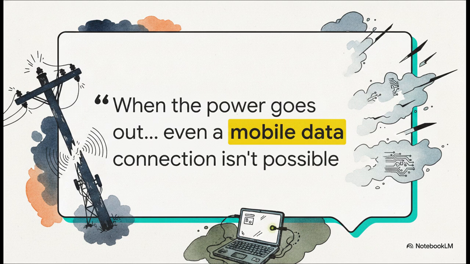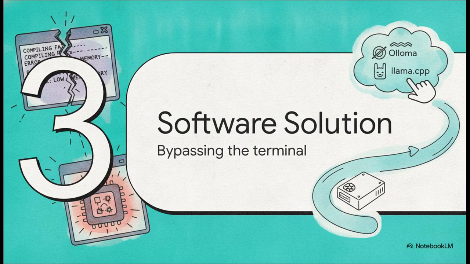Well, because when the power goes out long enough to drop the cell towers, your mobile data connection completely vanishes. And when the internet goes down, all those powerful cloud-based tools just cease to exist. The core motivation here is true digital independence. It's about having a reliable synthesis tool that stays fully functional, even when both the power grid and cellular networks fail. That brings us to Section 3, finding the software solution and bypassing the terminal.